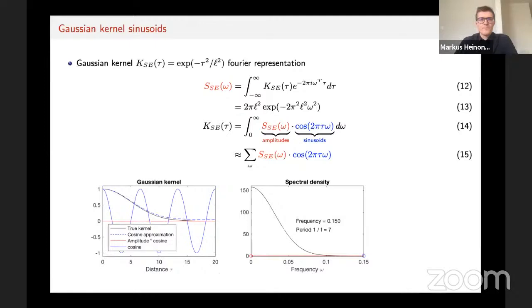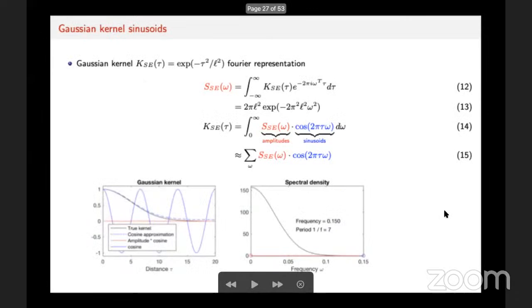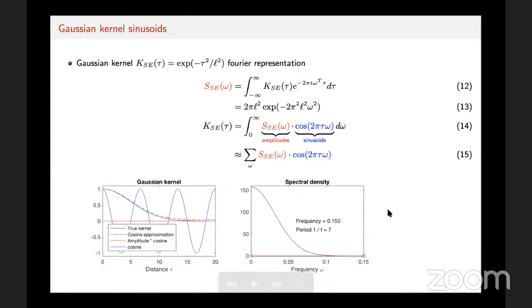Okay. Cool. Sorry, I've lost track. What's the question in the Q&A? There's two sources of questions, unfortunately. Someone else asked: is it possible to determine if a given spectral density leads to a PSD kernel function?